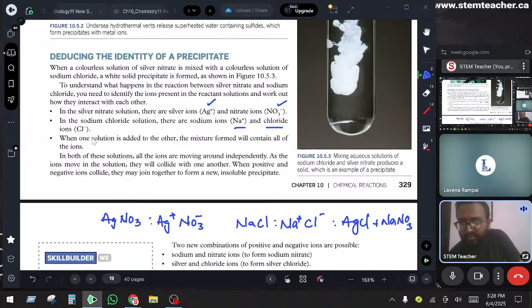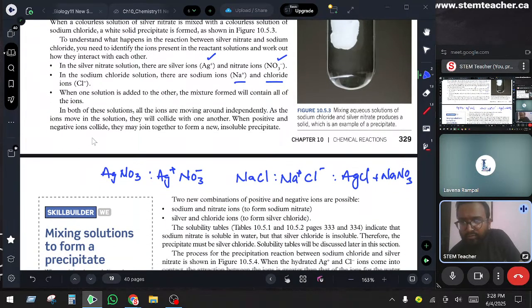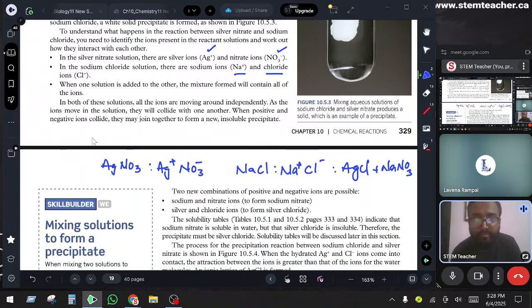You can see in both of these solutions all ions are moving around independently. As ions move in the solution, they will collide with one another. When positive and negative ions collide, they may join together to form a new insoluble precipitate.